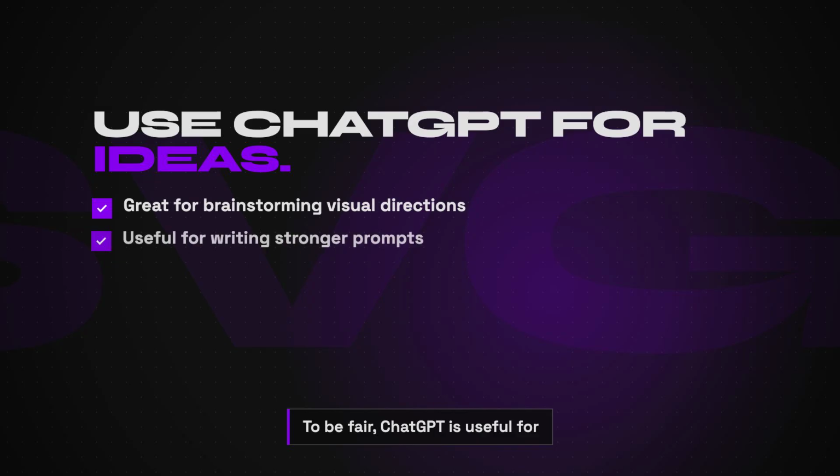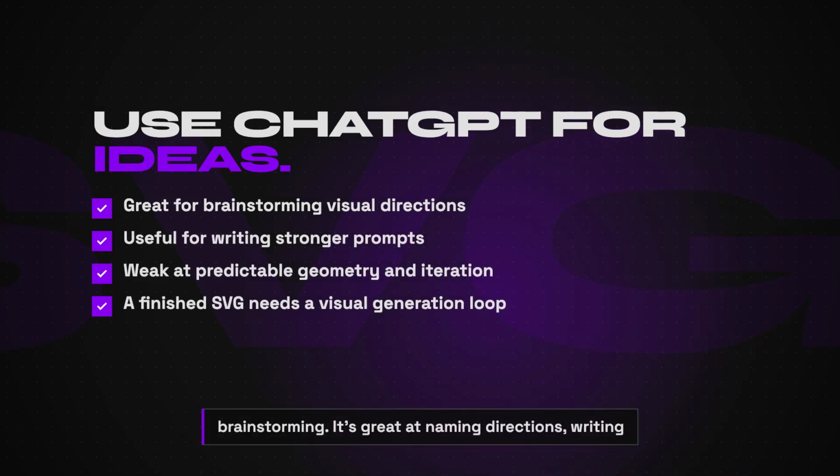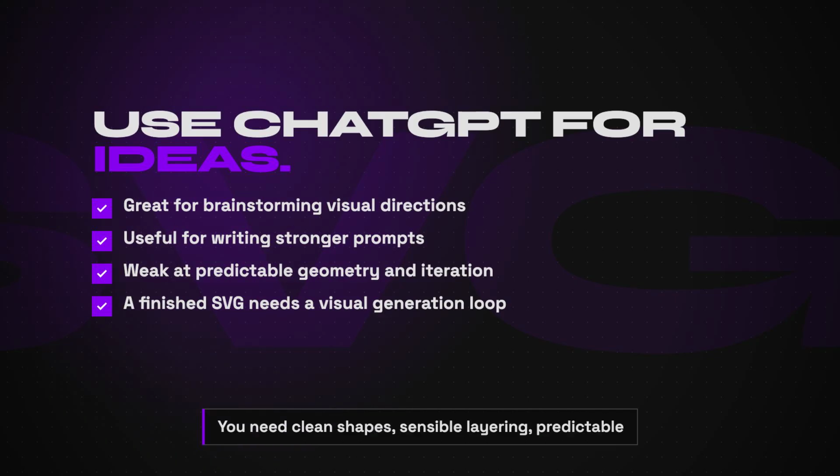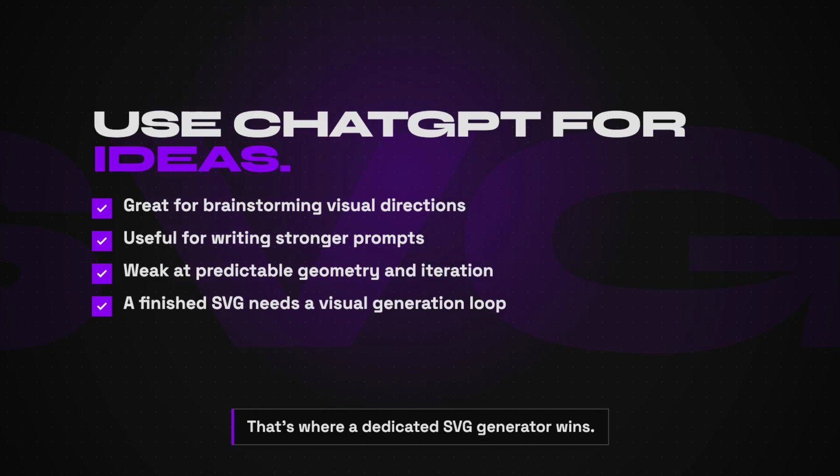To be fair, ChatGPT is useful for brainstorming. It's great at naming directions, writing prompts, and helping you think through a visual concept. But a finished SVG is more than a string of angle brackets. You need clean shapes, sensible layering, predictable scaling, and a way to iterate visually. That's where a dedicated SVG generator wins.